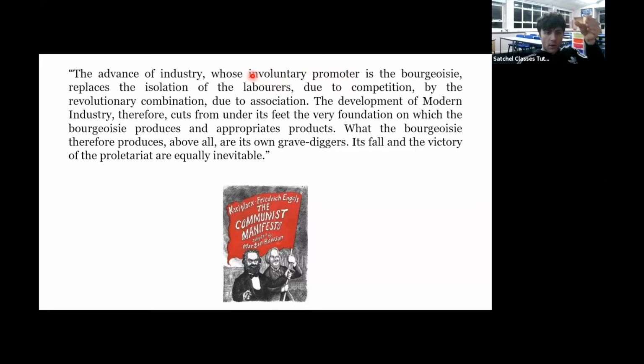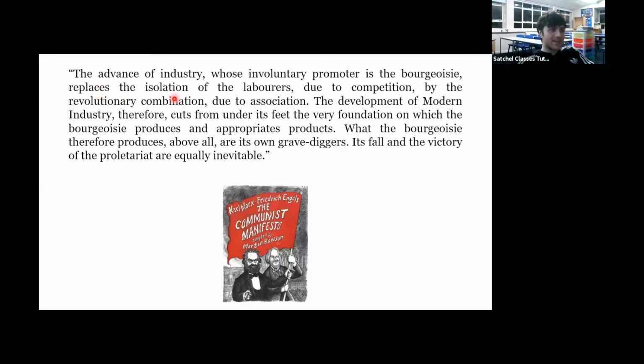So if you've got bourgeoisie A and bourgeoisie B, and they're competing against each other, if they're going to outdo each other, they've got to build more machinery and more factories. And so by competing, they're constantly bringing up the total number of new factories. So industry is advancing, and the bourgeoisie are doing that involuntarily through their competition with each other.